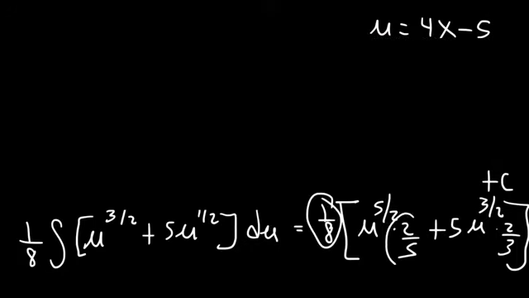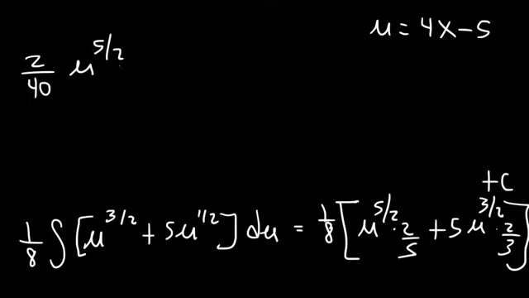One over 8 times 2 over 5, that's going to be 2 over 40, and then times u raised to the 5 over 2. And then we have 5 times 2 over 3, that's 10 over 3 times 1 over 8. So that's going to be 10 over 8 times 3, which is 24. And then this is going to be u to the 3 over 2 plus c.